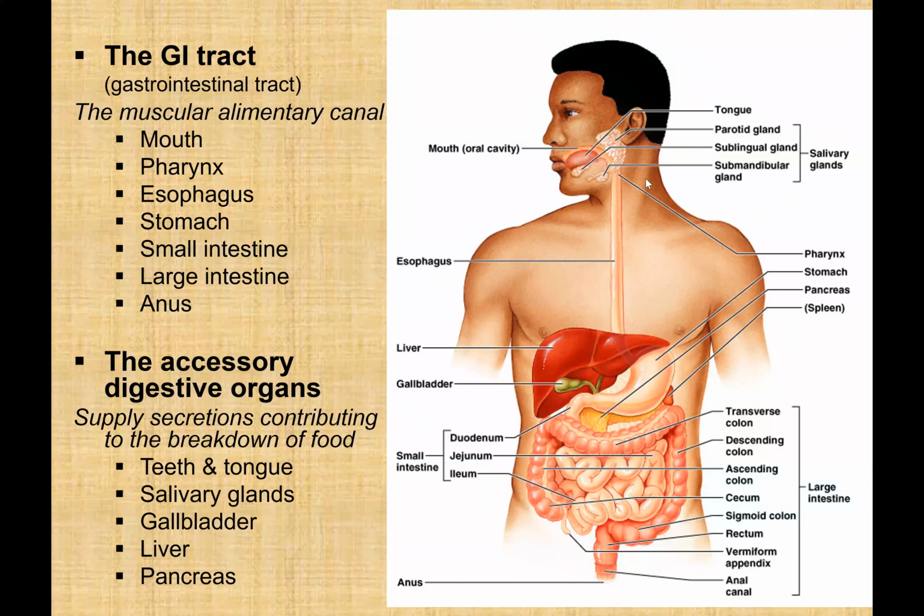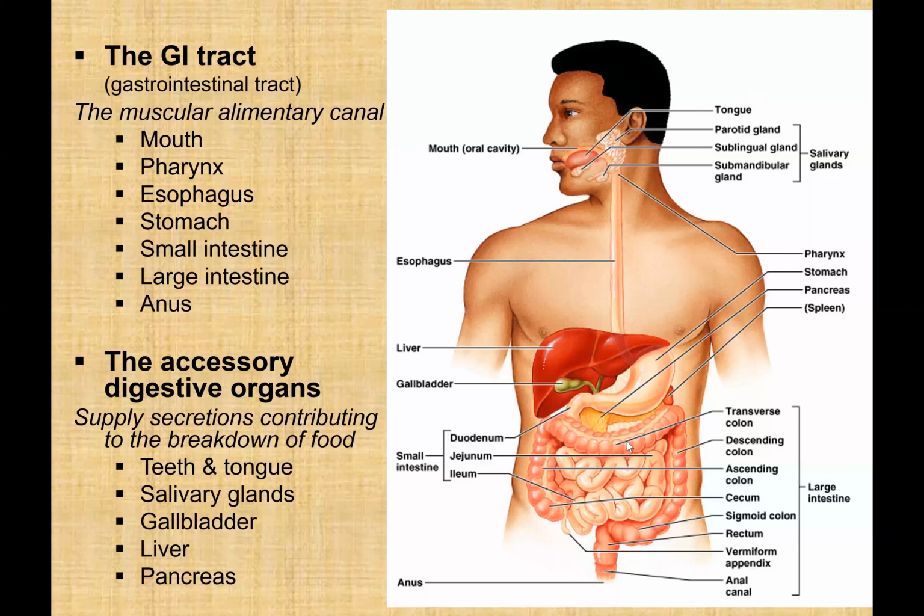Attached to this whole tract system, we have accessory digestive organs. For the mechanical breakdown of food, the tools are the teeth and the tongue. Then for the chemical breakdown of food, we have the salivary glands. You can see the sublingual below the tongue, submandibular below the jaw, and then the parotid glands. So these are the salivary glands.